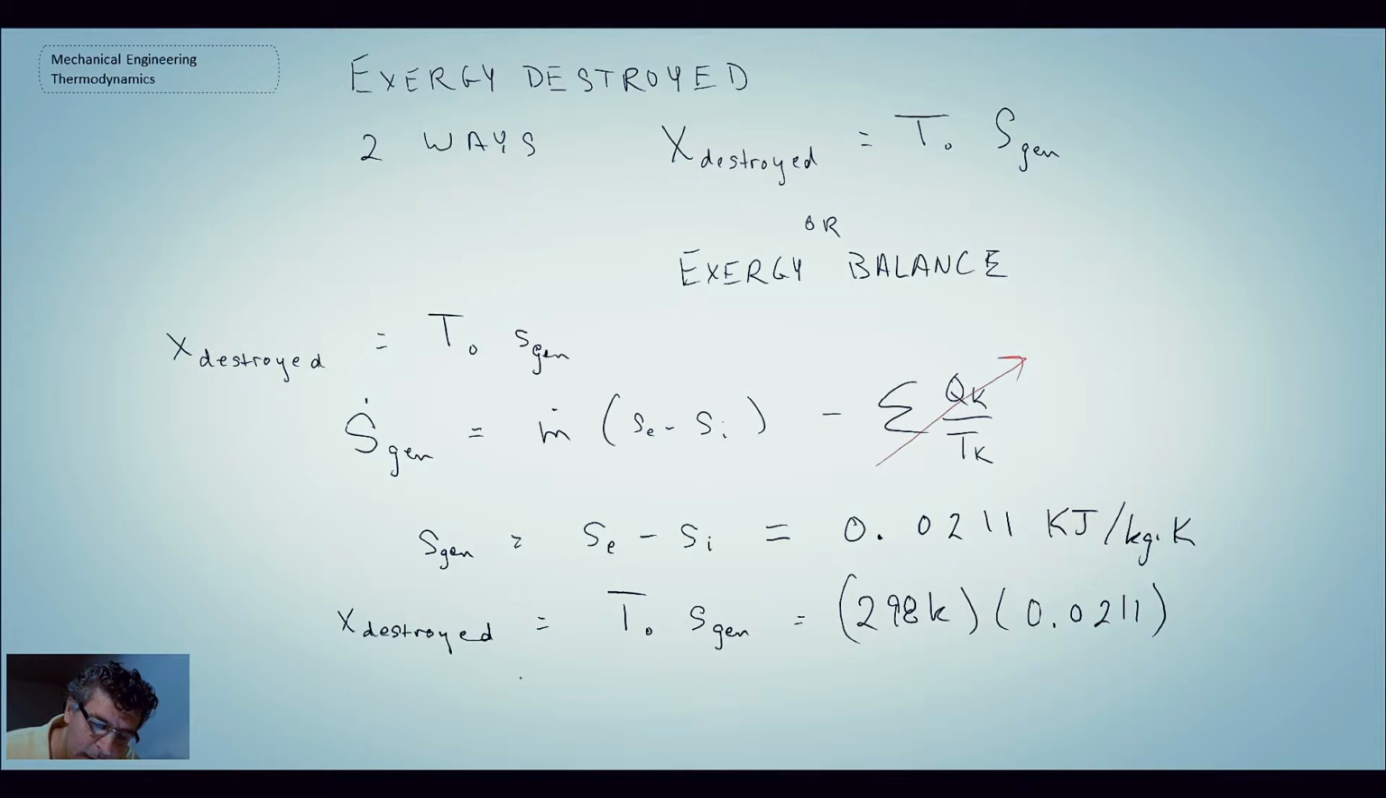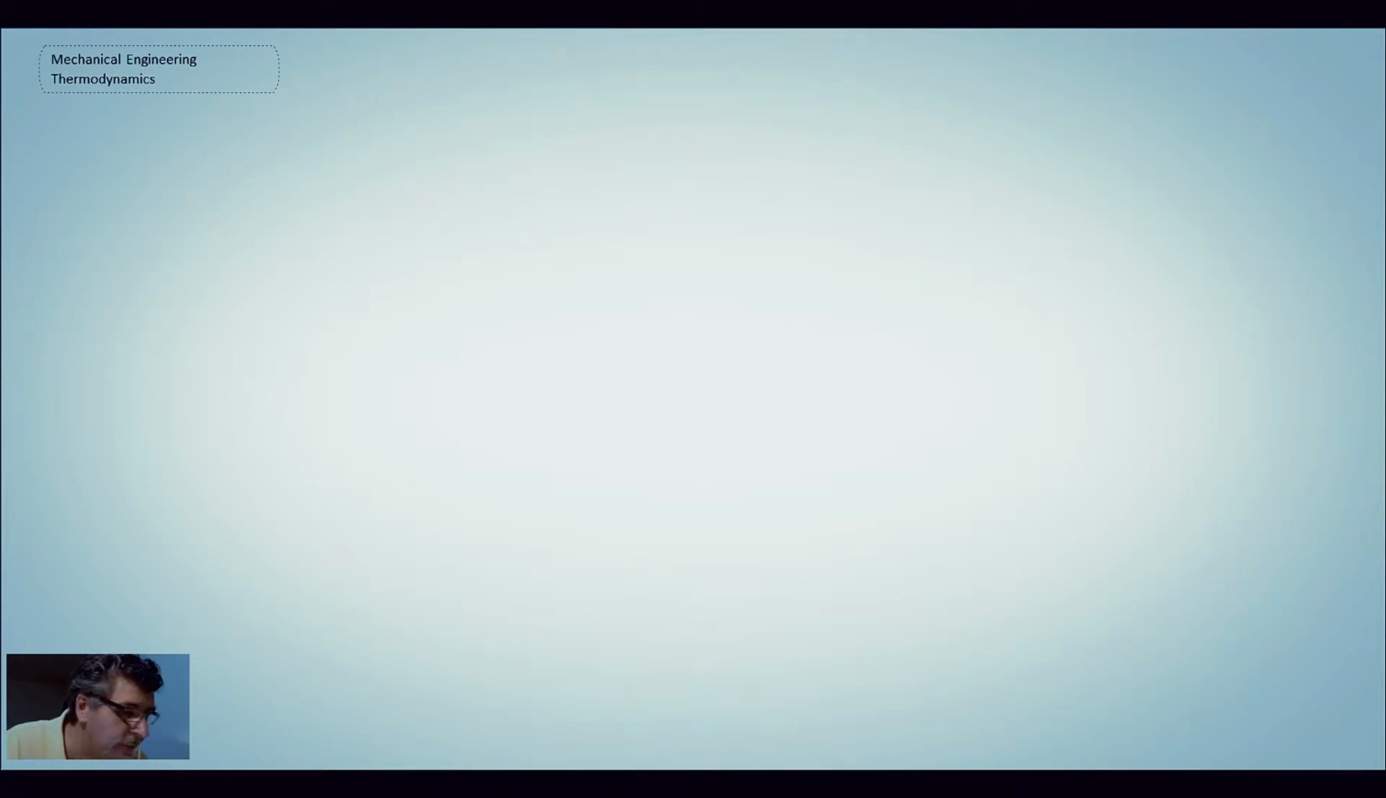And when we do that, we get exergy destroyed is equal to 6.29 kilojoules per kilogram. So that answers the question using an entropy generation approach. The second approach that we're going to look at is that of the exergy balance.